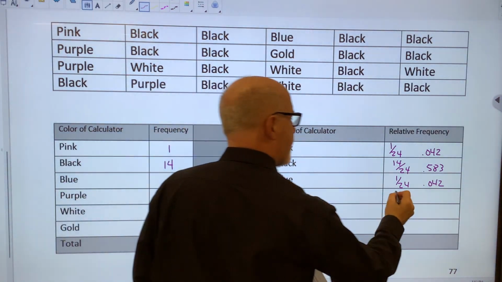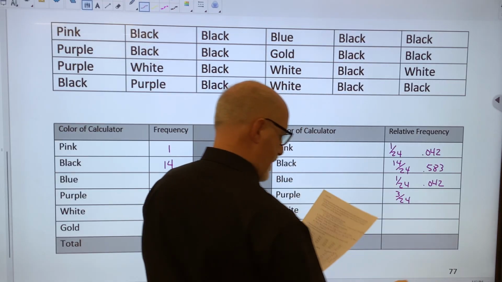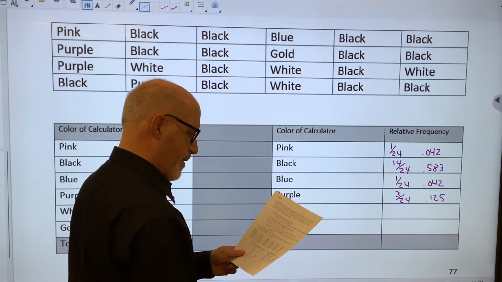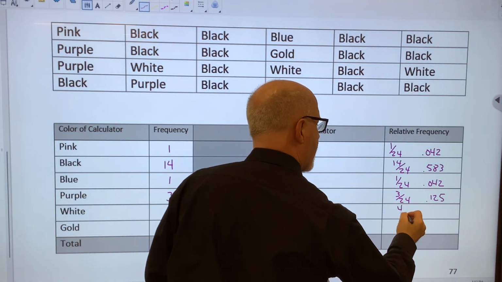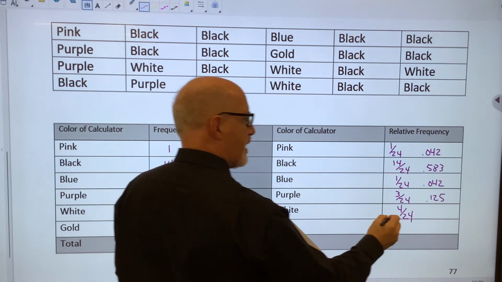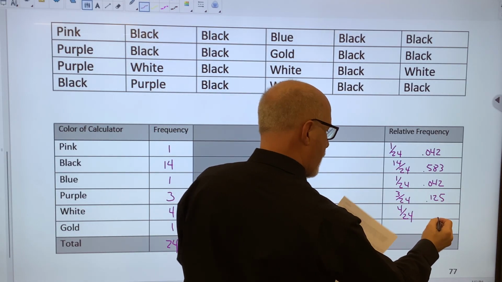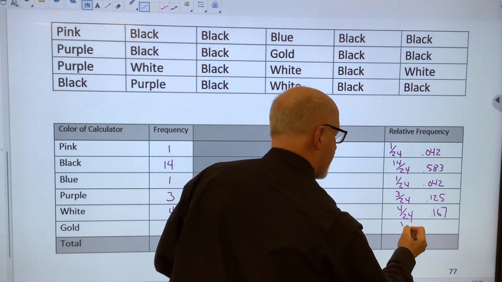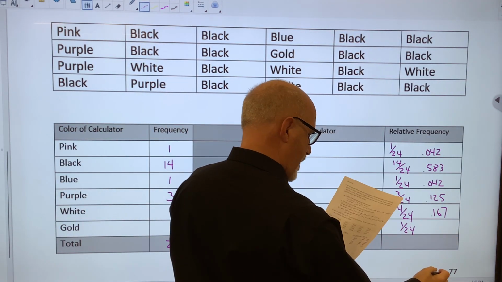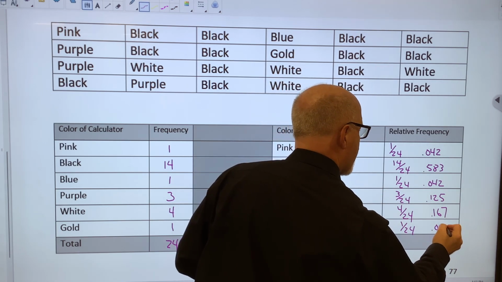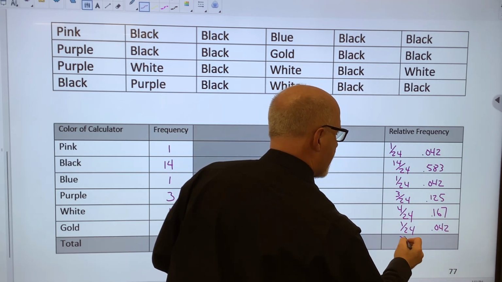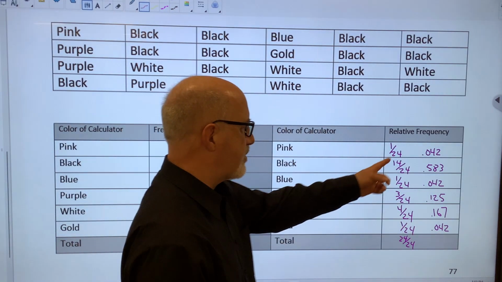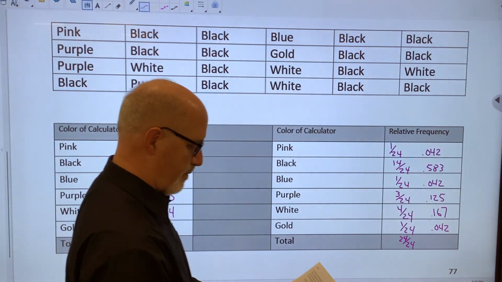Purple is 3 out of 24, and that decimal is 0.125 exactly, that one we didn't have to round. Then white is 4 out of 24, which again, we'll round to 0.167. And then lastly, gold is 1 out of 24, and so that would get 0.042. Okay, so we get a total of 24 out of 24, which if we do the total, we get 100%. Again, because of rounding, these might be just a little bit off from that.